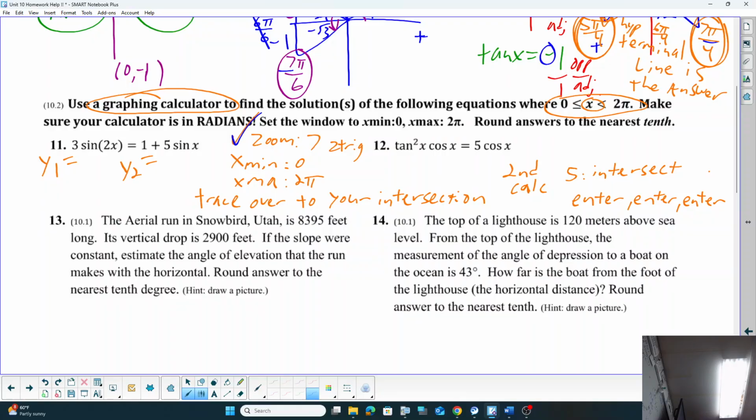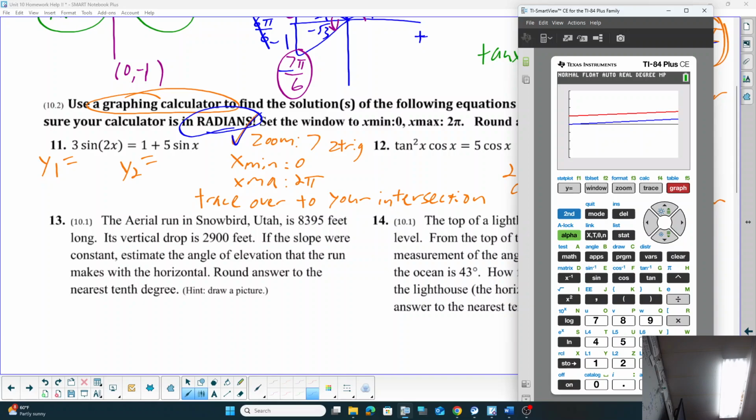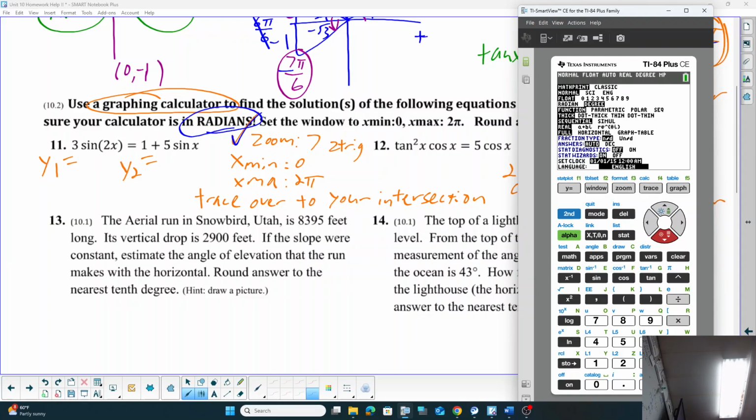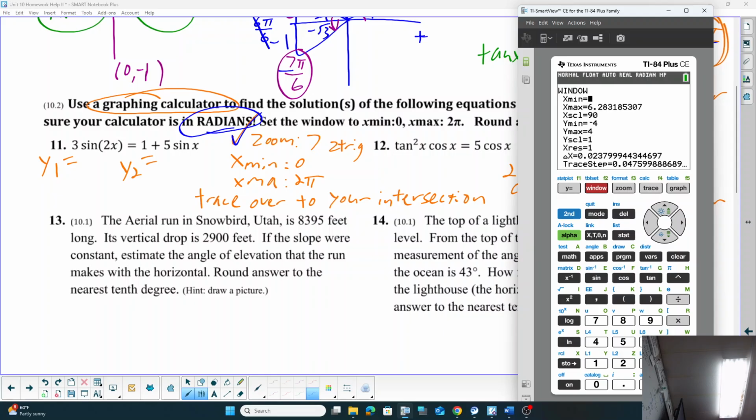So 0 to 2 pi, make sure you calculate. Oh, make sure it's in radians. I thought I was in radians. Maybe I'm in degrees. So make sure your calculator's in the right mode. Oh, I'm in degrees. I need to be in radians. So now we'll go back to window, 0 to 2 pi. Good. We'll go back to graph.